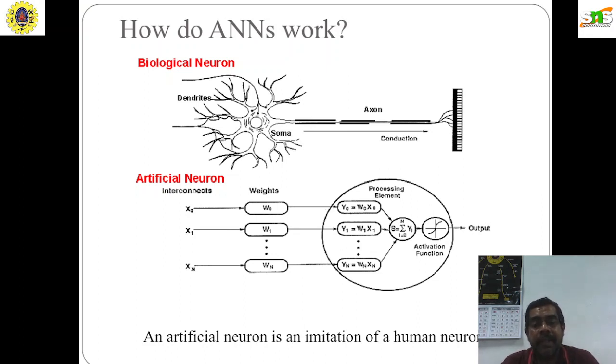What happens in the summation? We have y0 equal to the multiplication of w0 into x0. In the same way, y1 equals the weight with its input, and yn equals the weight with the xn input. We add up everything, which gives the sum, and then we go with the activation function. So this artificial neuron is an imitation of the human neuron.